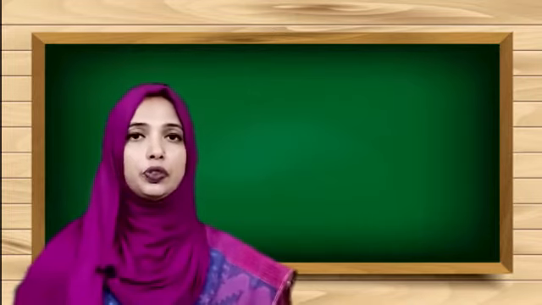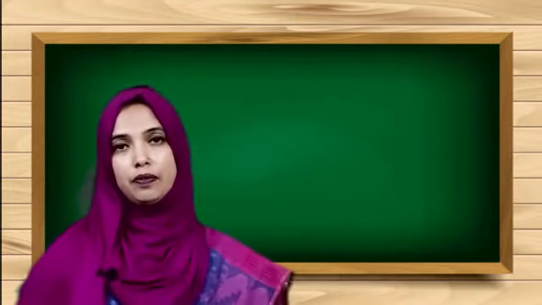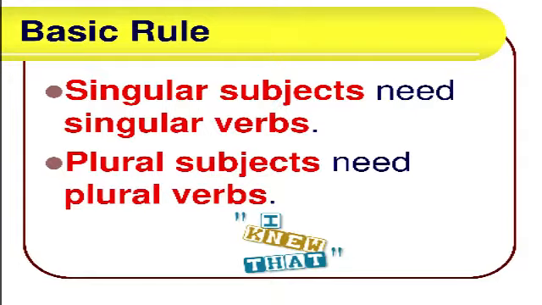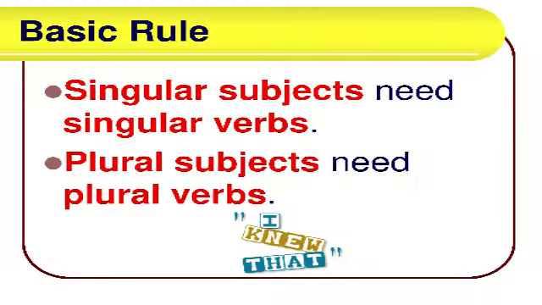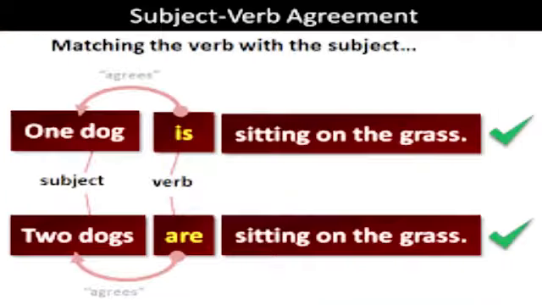Usually, the verb is used according to the head word of the subject. If the head word of the subject is singular, the verb will be singular. For example, one dog is sitting on the grass. Here, the verb is has been followed by a singular subject. On the other hand, if the head word of the subject is plural, the verb will be plural. For example, 2 dogs are sitting on the grass. Dear students, here the verb are is agreed to the plural subject.